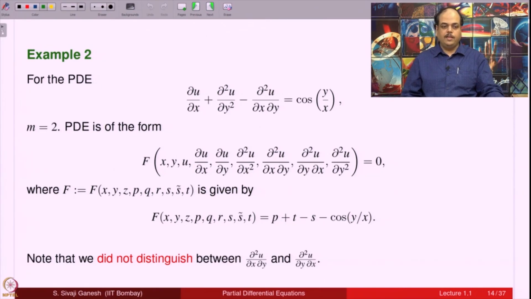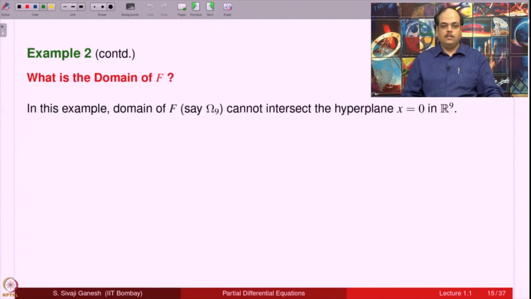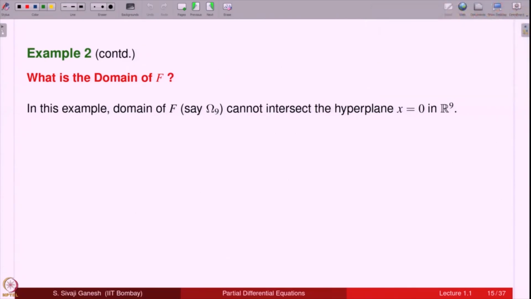Okay, what I am saying is we will not distinguish. I told you what that means already. Okay, what is the domain of f? So, let us call the domain Omega_9, because it is sitting in R^9, as we have written, since f is a function of x, y, z, p, q, s, t. So, 9 variables are there. x equal to 0 is not allowed. So, that is what we say.